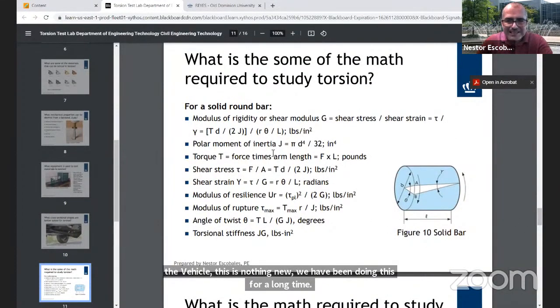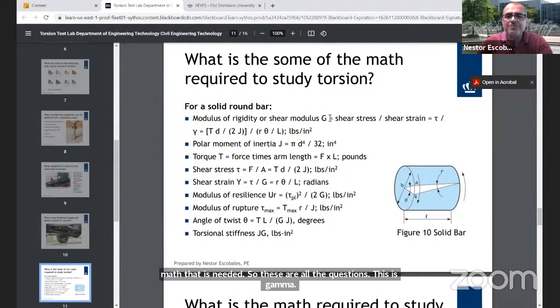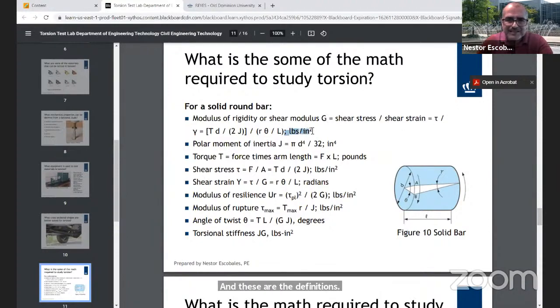The math that is needed. So these are all of the equations. This is gamma, modulus of rigidity, or shear modulus, G. And these are the definitions with the units. The units that I have in here are in English. So use English. If you're familiar with metric, certainly yes, but remember one thing: engineers have to learn both English and metric.